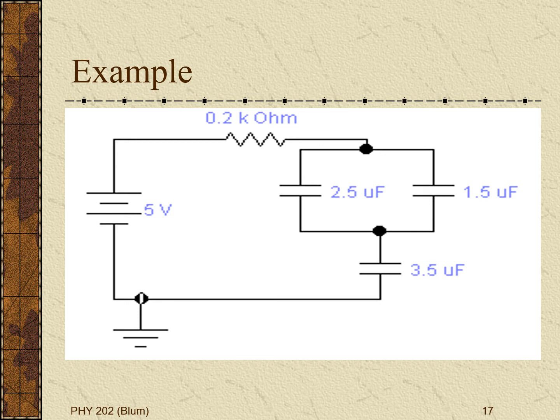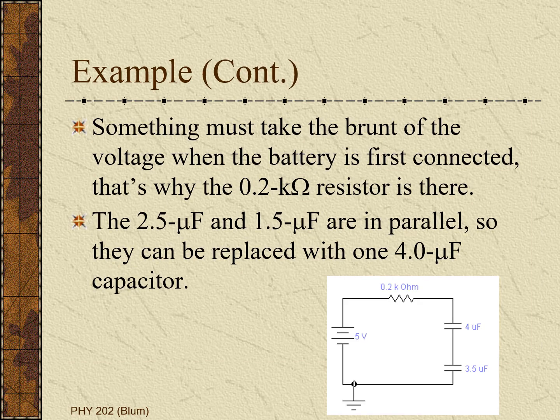So first we notice that the 2.5 microfarad capacitor and the 1.5 microfarad capacitor are in parallel. There's a wire connecting the top plates and there's a wire connecting the bottom plates. That makes our definition of parallel. And capacitors in parallel add, so we will be adding 2.5 and 1.5 to get an equivalent capacitance of 4 microfarads.